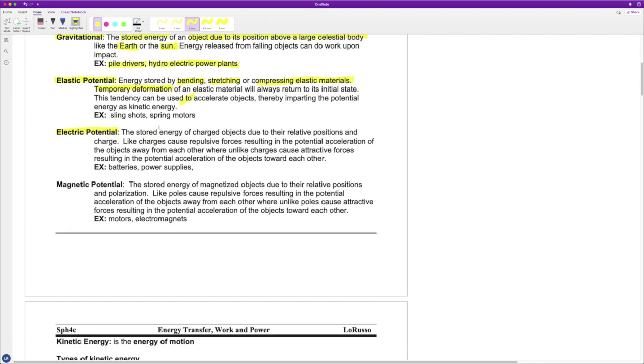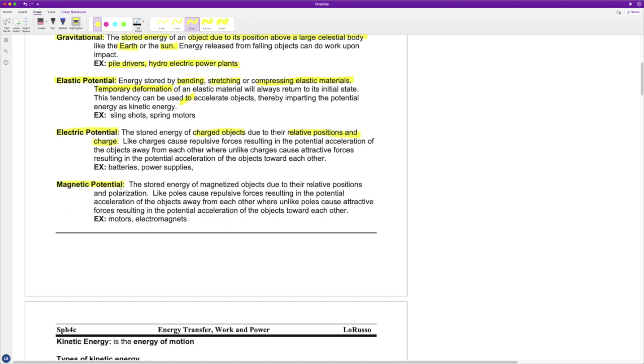Electric potential energy. This is the stored energy of charged objects due to their relative position and charge. An example is when you're a little kid, you took a balloon and you rubbed it against your head and the balloon stuck to a wall. That's a buildup of static charge, and that's a form of electric potential energy. In electronics, things like capacitors are an example. They sort of store the energy temporarily. Batteries, something very similar. Power supplies, these are all examples of electric potential energy, where the energy is stored based on the surplus or deficit of electrons that we have.